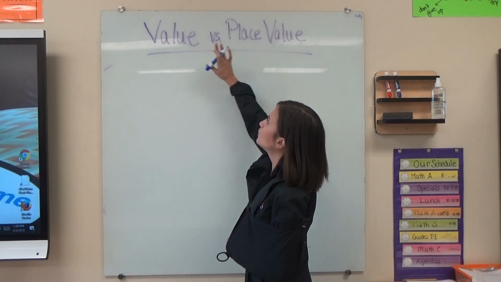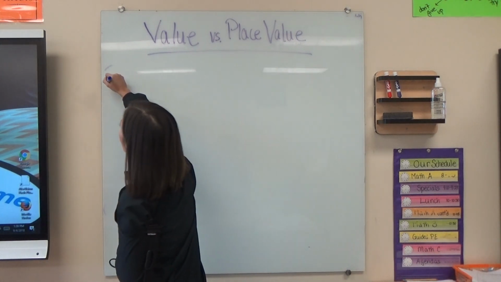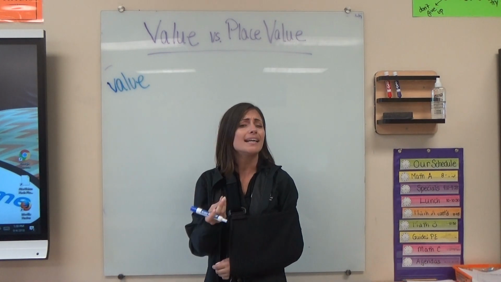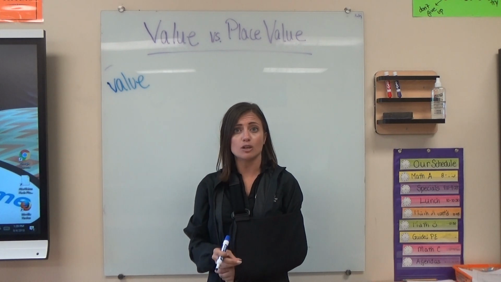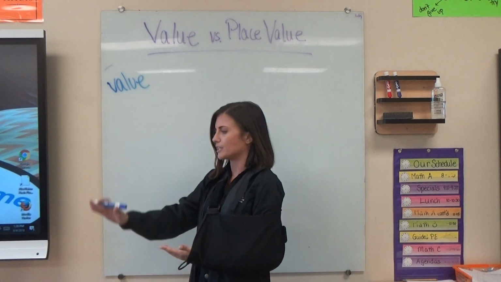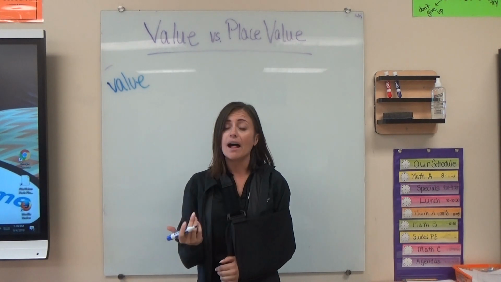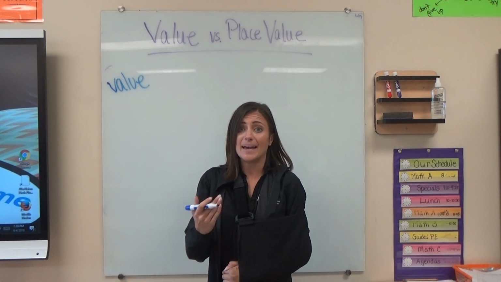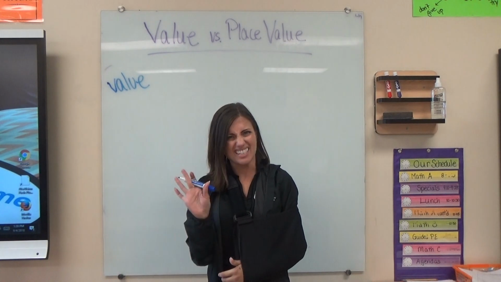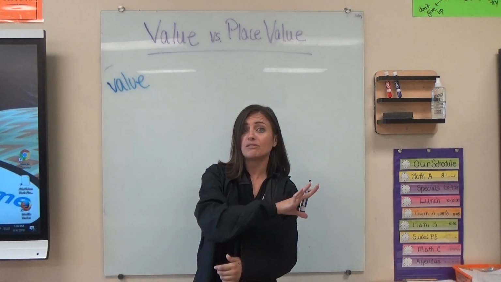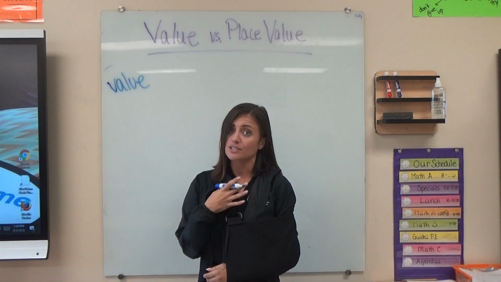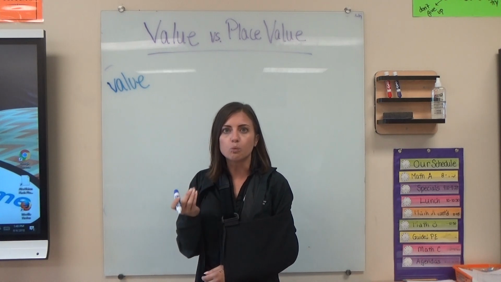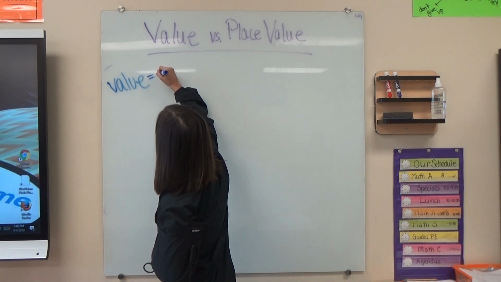When we're talking about value versus place value, the value of a number, and I should say the value of a digit, is how much it is worth. If I gave you 5 $10 bills, the value of what I just gave you was $50. But if I asked you how many $10 bills I gave you, you would say 5. So that 5 versus 50 is a big difference. I'd rather have $50 than just 5. So value is how much that digit is worth. So what is it worth?